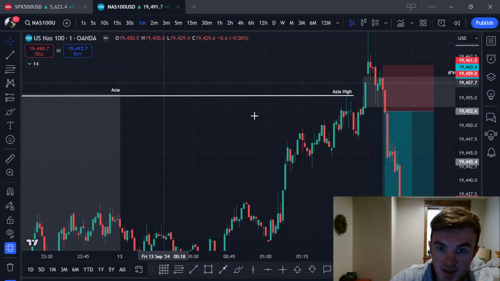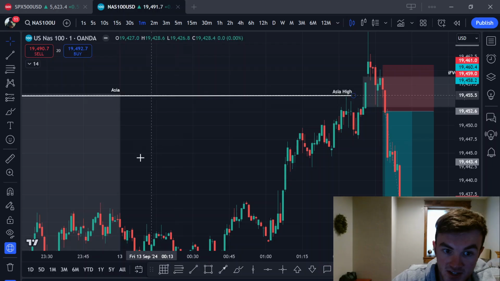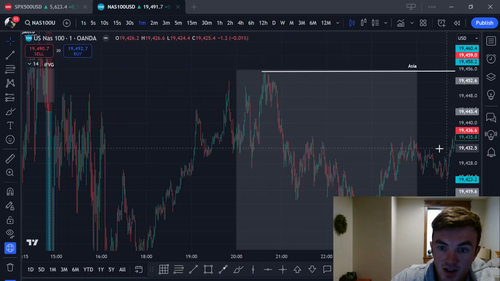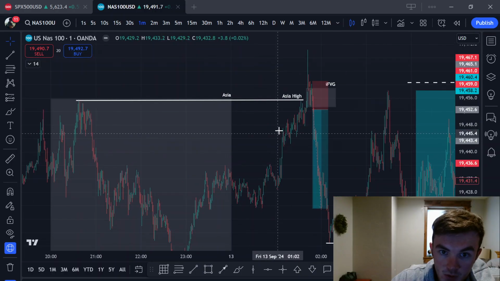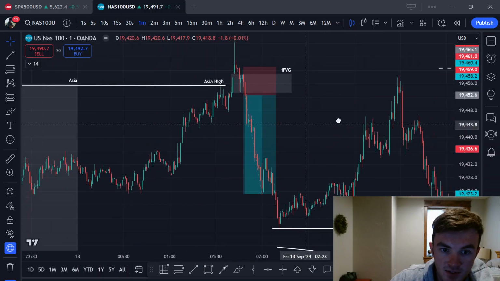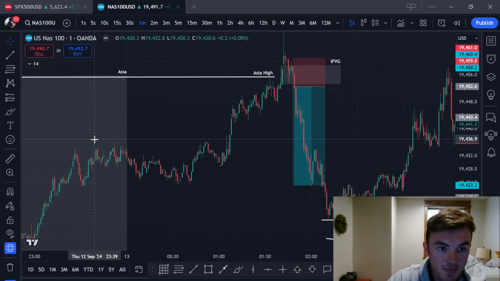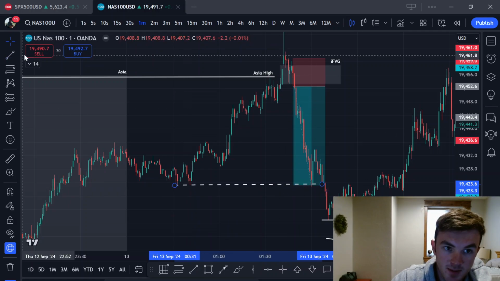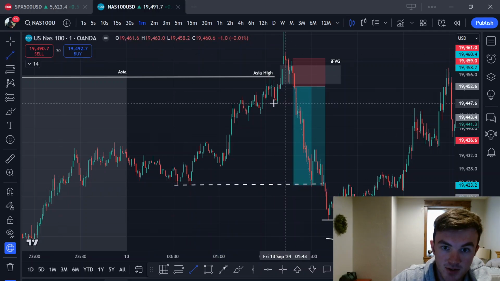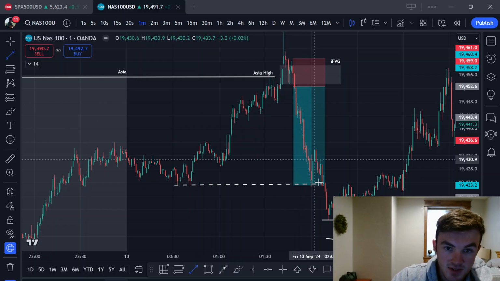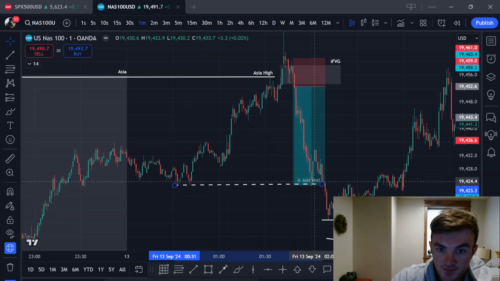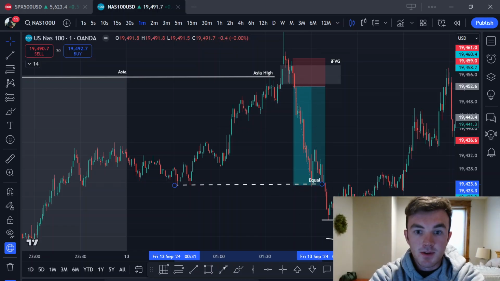Also, we swept some kind of significant draw on liquidity, Asia's high. So Asia's session is from 8 o'clock to midnight. We sweep Asia's high, we get an inverse fair value gap, and what do we target? Equal lows. So this is the draw on liquidity, this is the target. You would take partials all the way through here. So partial at this low, stop loss to break even, and then you let your runners run all the way down to these equal lows.